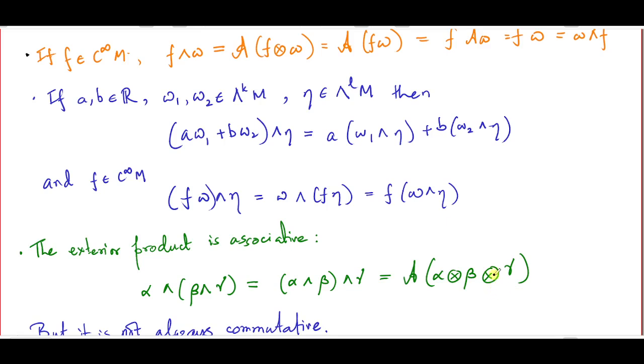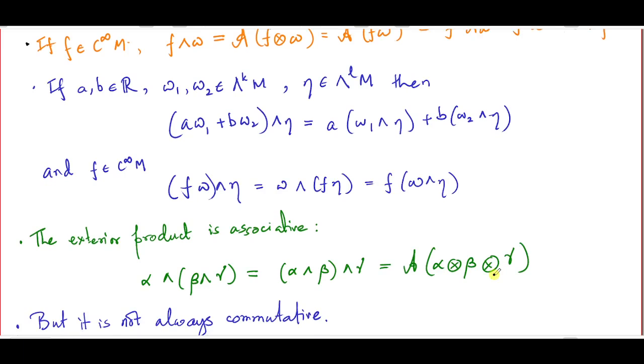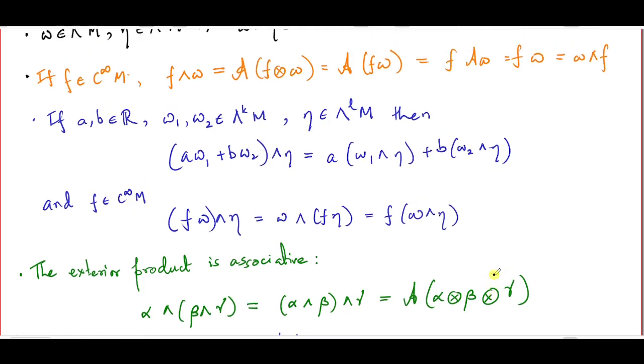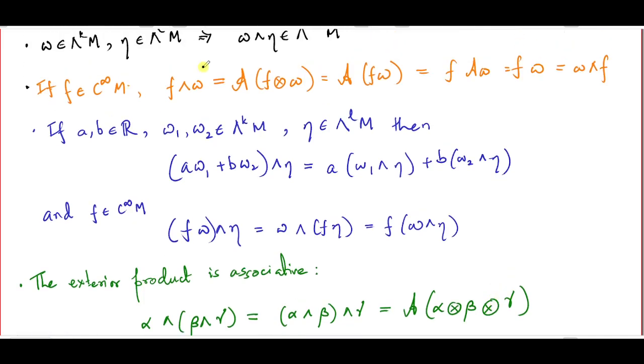So, exterior product is associative. This is a property it shares with ordinary multiplication. But one thing which is very different is that it is not always commutative. Note that the one example that we have seen before, that of a zero form and a K form, f wedge omega, is exactly equal to omega wedge f. So in this particular case, it is commutative.